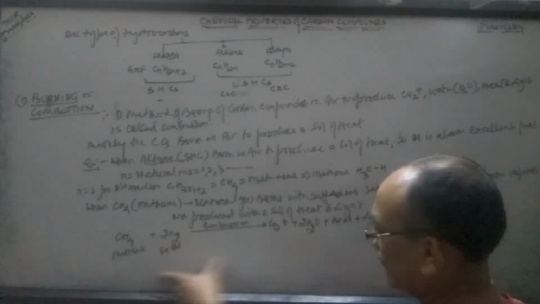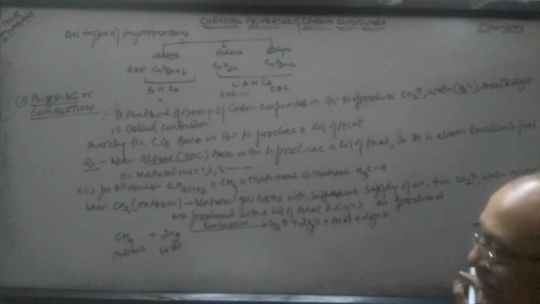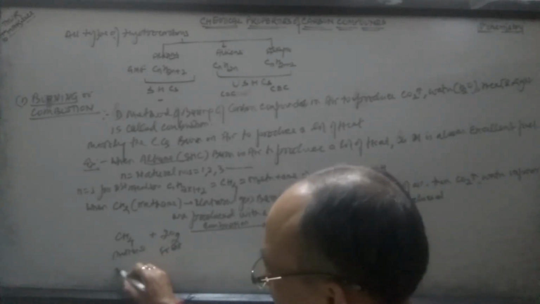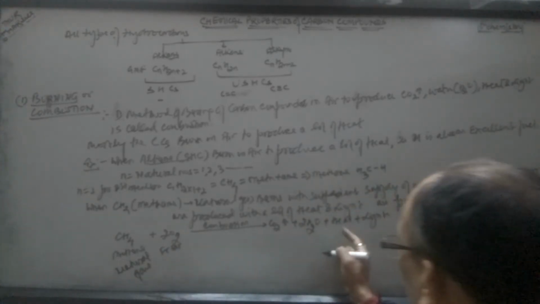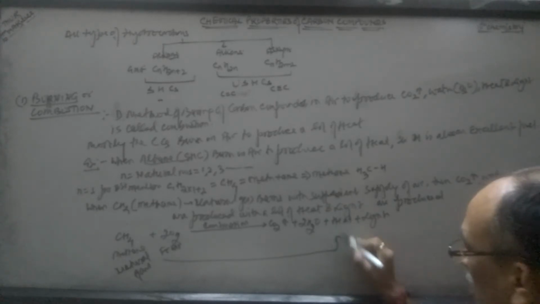Is it clear? So now, if the atoms are equal, then they are known as balanced reactions. So now, what is methane? Methane is known as your natural gas. Is it clear? So now it produces a lot of heat.